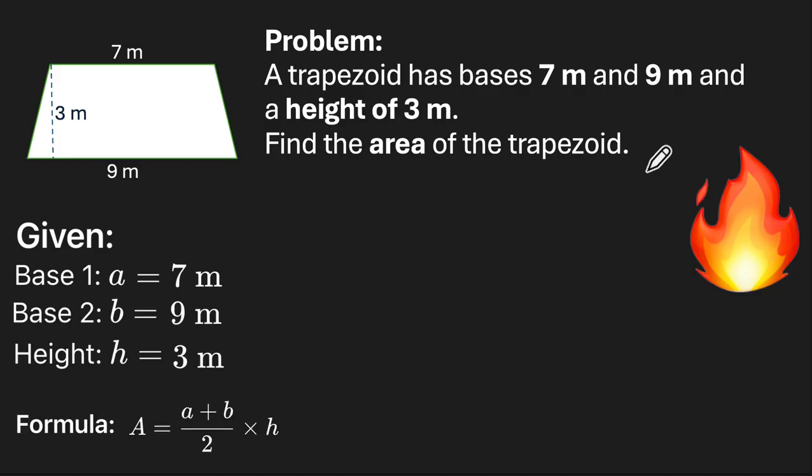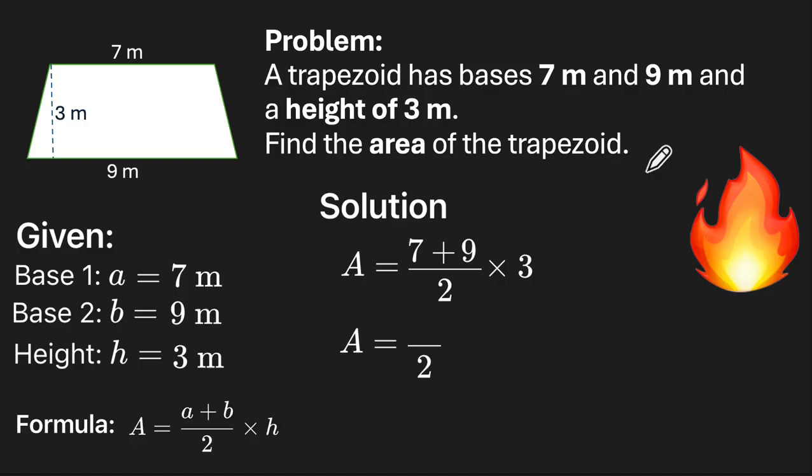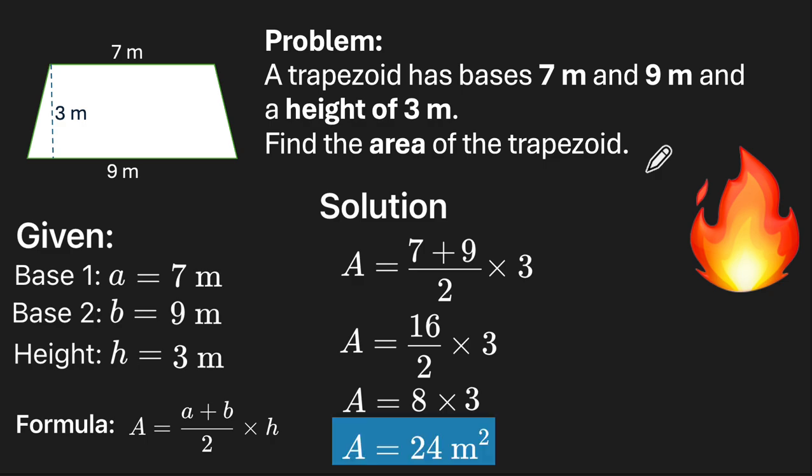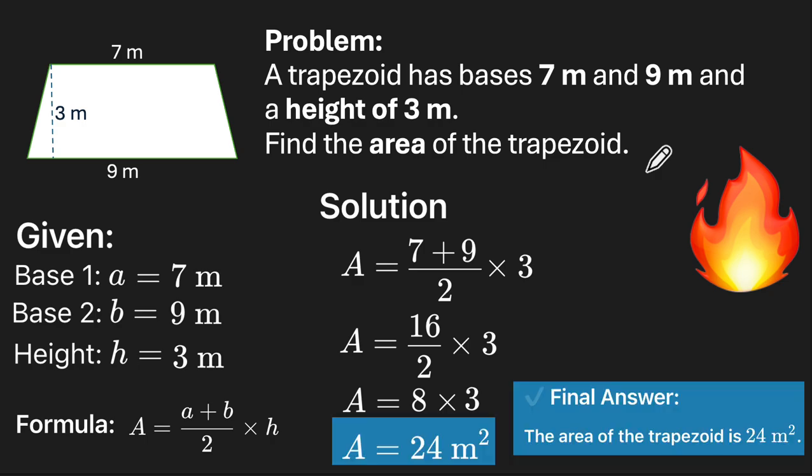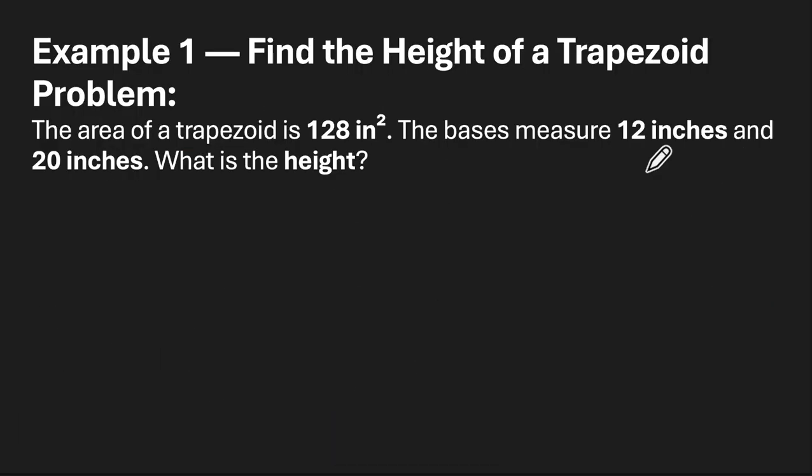So let's find out the area. The area would be 7 plus 9, which is the two bases, divided by 2 times the height, which is 3. 7 plus 9, that's going to be 16, right? Times 3. And then 16 divided by 2 would be 8 times 3, the height. 8 times 3 is going to be 24. So the final answer would be 24 square meters. Okay? So now in the next problem, we're going to discuss how to find the height of a trapezoid.